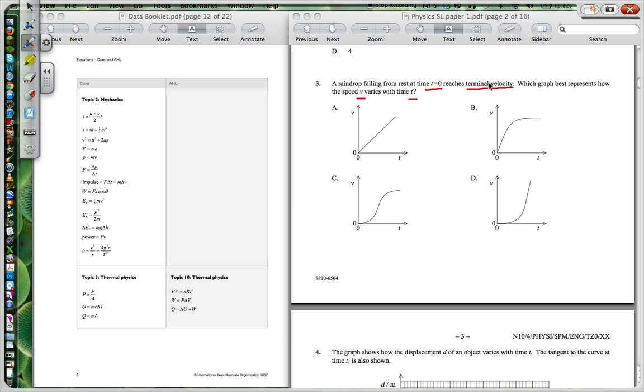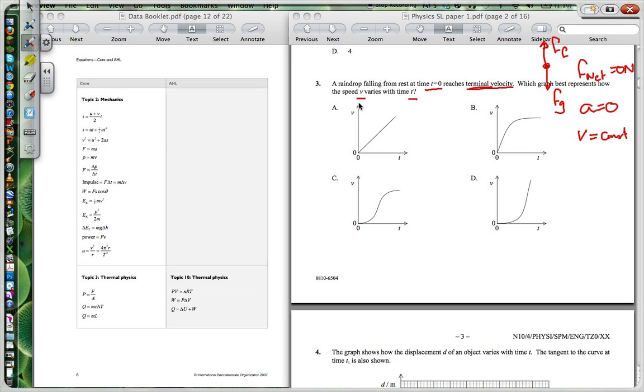So terminal velocity, when something falls through air, the air exerts a frictional force, especially as it gets faster and faster, of a greater and greater force, until you get to a point where the force due to gravity is opposed by the frictional force, the force due to friction, and there is no net force. So the resultant force is equal to 0 newtons, and therefore acceleration is equal to 0 meters per second squared. So you're going to get velocity becomes constant, and that's your terminal velocity.